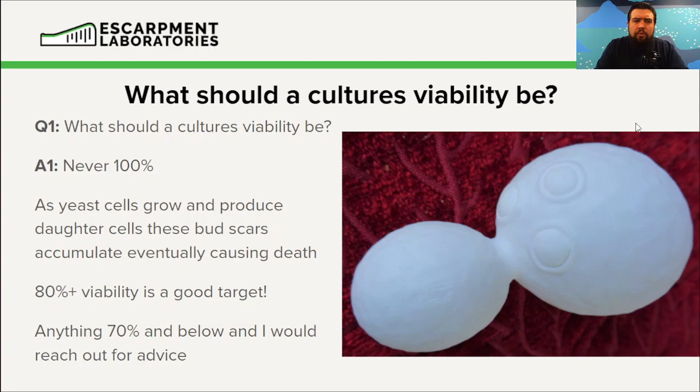Now, as a general rule, 80% plus viability is a good target. That's a very good target. If you see anything below 70%, I would start reaching out for help. Now, as we see higher generation rates, you may see the viability decrease, which is typically what you see. There are ways to revitalize that culture back up, typically through nutrient and proper air rates. That's a separate lecture.